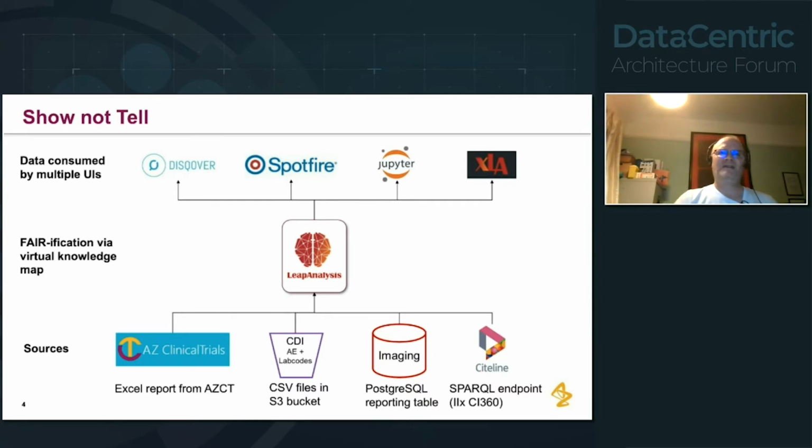And imaging, well, again, that was about exposing what image modalities, so MRI, CT scan, X-ray, had been performed during the study, how many images we had of each type, and which part of the body had been scanned. And the purpose was to bring all that together through a virtual knowledge map using a tool called Leap analysis. And then we showed that we could expose outputs from that data into various outputs. So Discover, a semantic search engine, Spotfire, BI tool, Jupyter, etc.